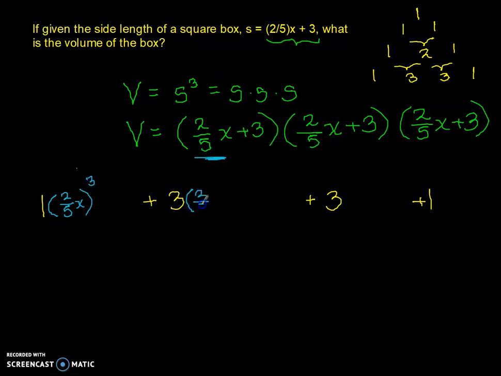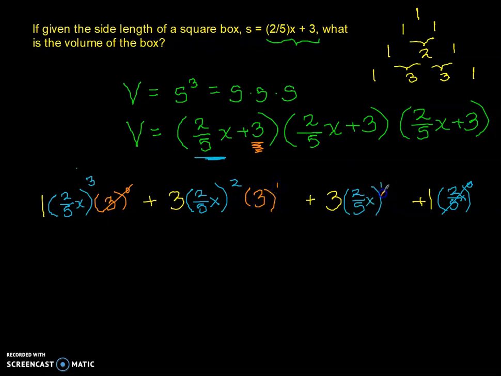So for the next term, it's 2 over 5x to the second power. And then after that, it's going to be 2 over 5x to the first power. And then you can write 2 over 5x to the 0 power if you want, but anything to the 0 power is just 1, so I choose not to write that. And then with the next term, that plus 3, it goes the opposite way. So it starts off with the 0 power, which again I don't write, and then it gradually increases. 3 to the first power, 3 to the second power, and finally 3 to the third power.